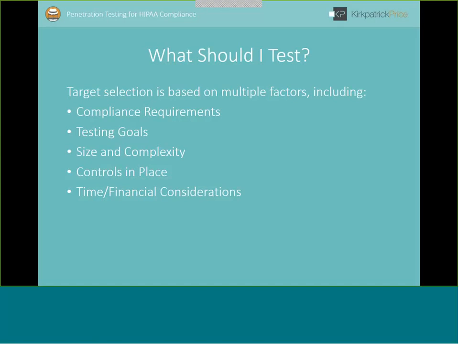That risk assessment is where you're going to decide what those risks are, and so your testing goals would align with those and determine how you approach penetration testing and what systems should be in place. So, like I said, the last three I'm going to talk about together because they relate to one another. But the size and complexity of your organization is a key consideration.